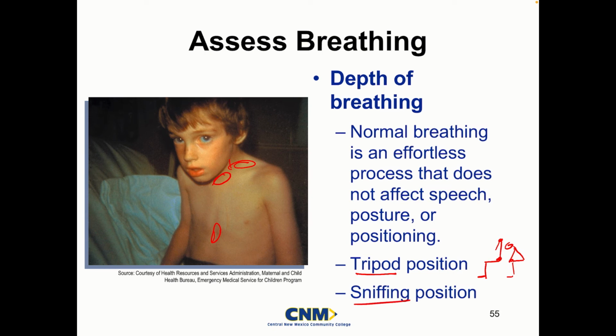Sometimes patients will be breathing in a sniffing position, in which imagine you're moving your head forward to sniff a flower, but just your head moves forward, not the rest of your body. And you move your head forward to sniff a flower. That's the sniffing position.